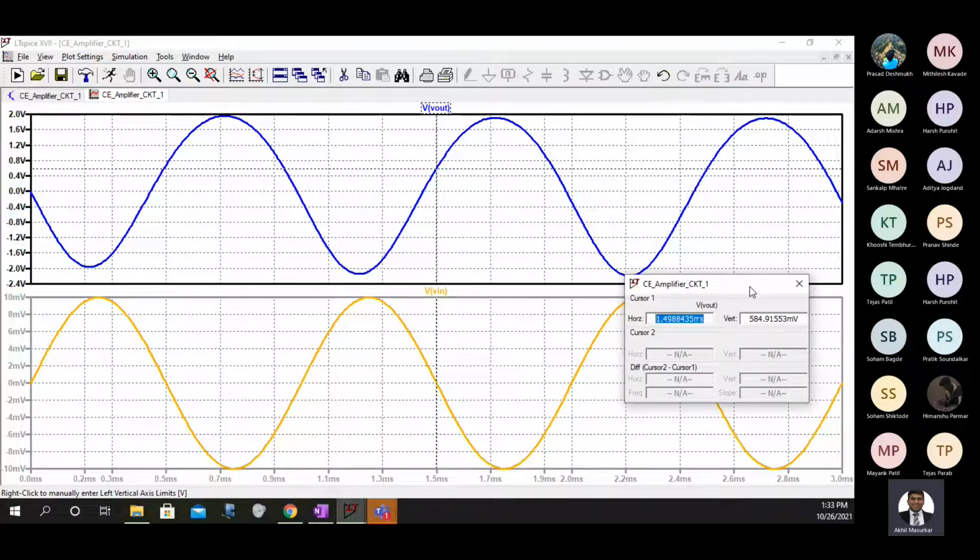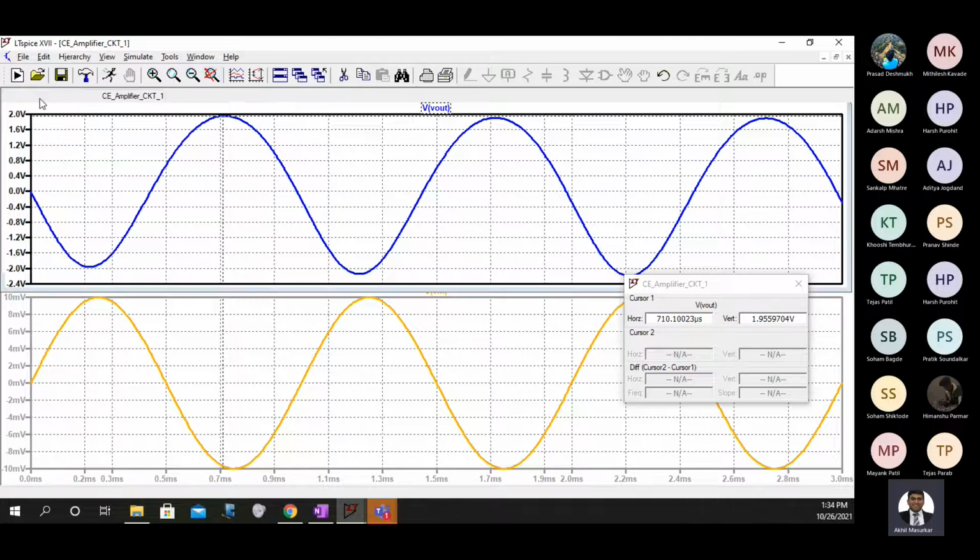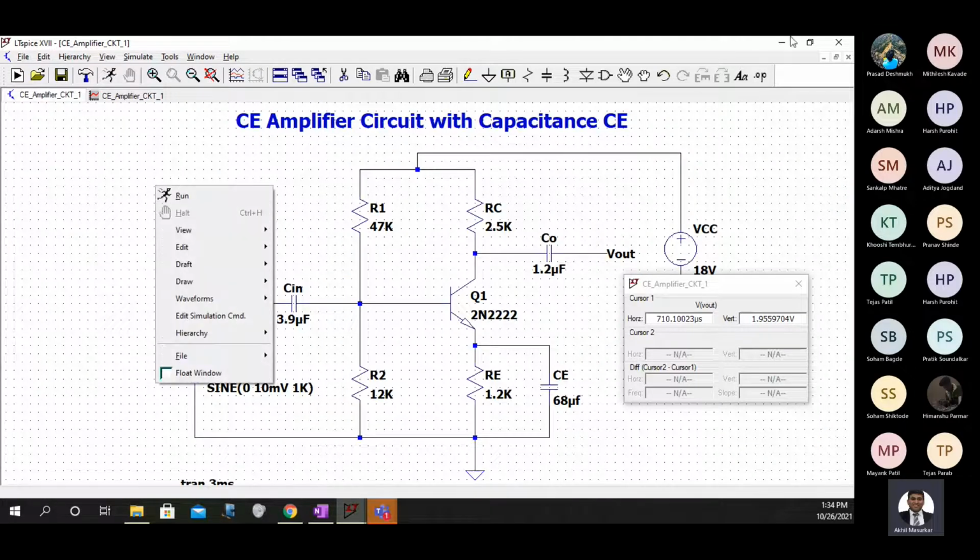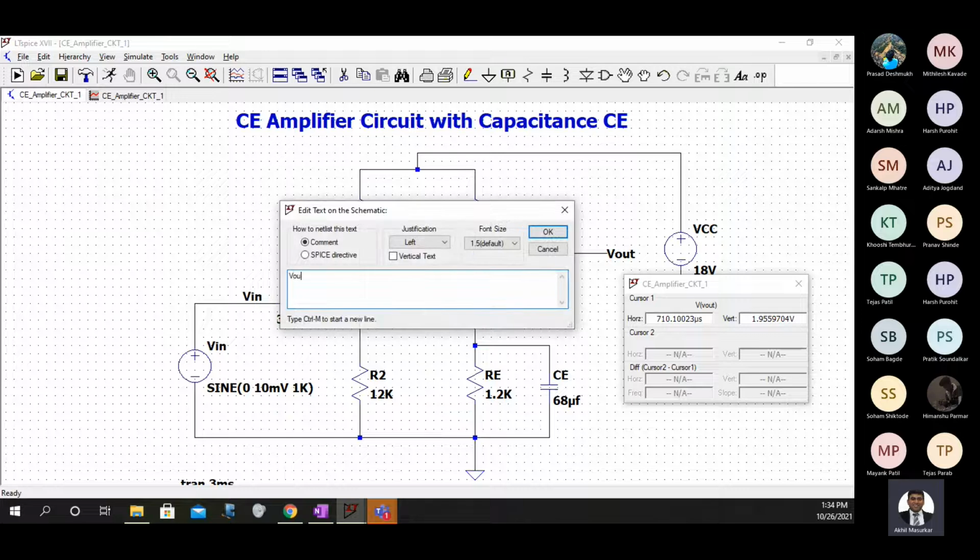So what I'll do here is, you can see Vout. The peak value of Vout is around 1.95. So I'll go to my circuit, and here I'll note down certain things. So Vout is equal to 1.95 volts, and Vin is equal to 10 millivolts.